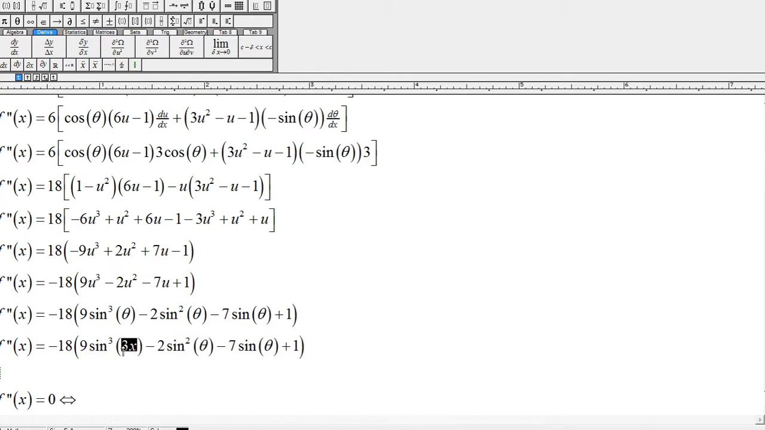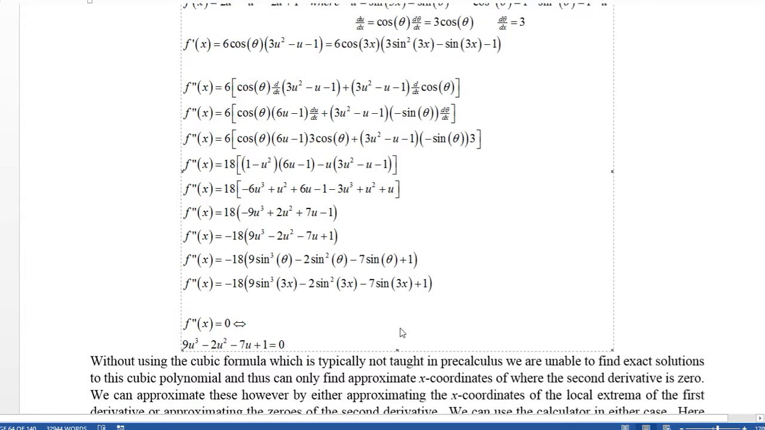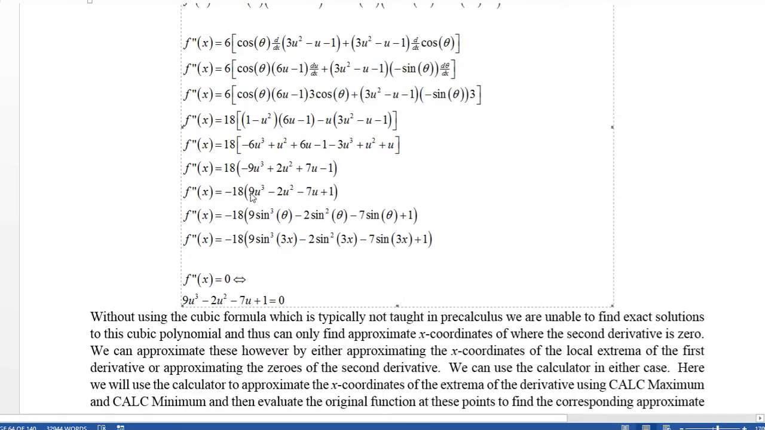And here's the second derivative back in terms of the original variable x. Now, when is the second derivative 0? Well, you're going to need to put this polynomial equal to 0. That's a cubic polynomial. There is a cubic formula, but it's typically not taught in precalculus, so you probably don't know a way to do this exactly.